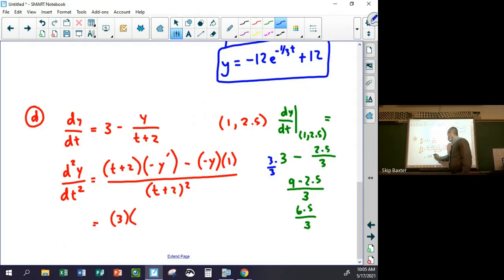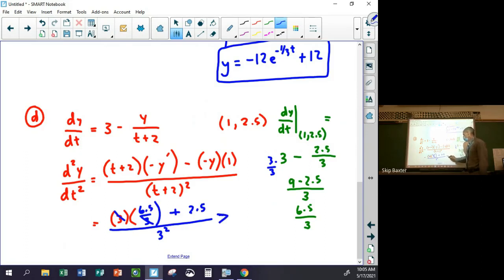Oh yeah. 6.5 thirds plus y over 3 squared. So this is definitely positive. This is negative. It's definitely negative. So the answer is the rate at which b of t is changing is decreasing at that moment because d squared y over dt squared is negative, and you have to give a reason. That's cool.